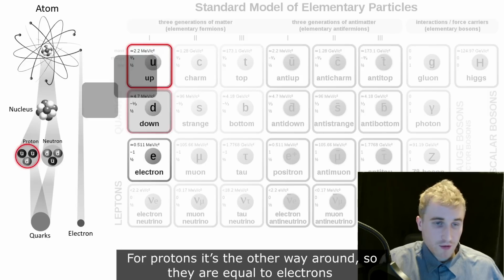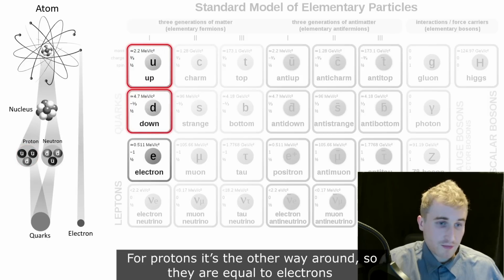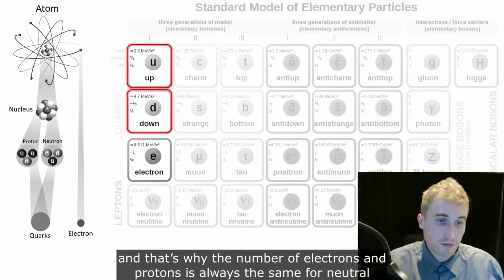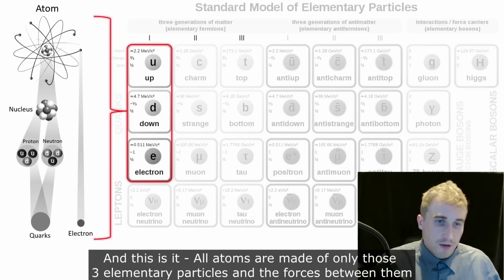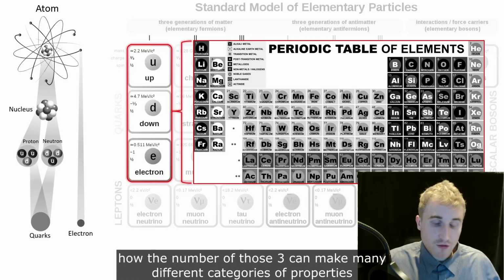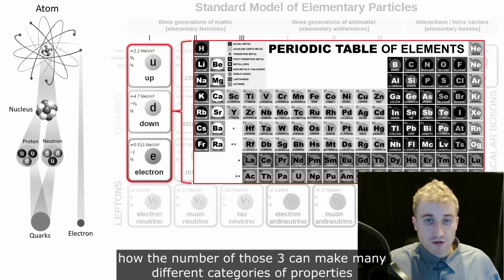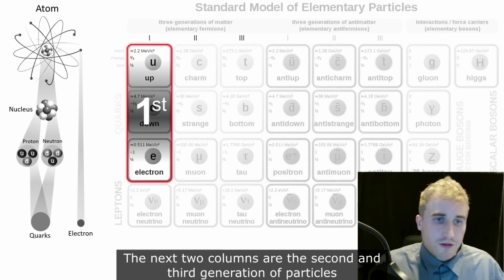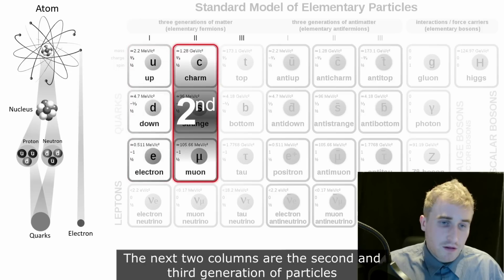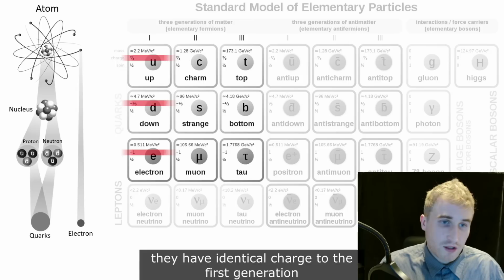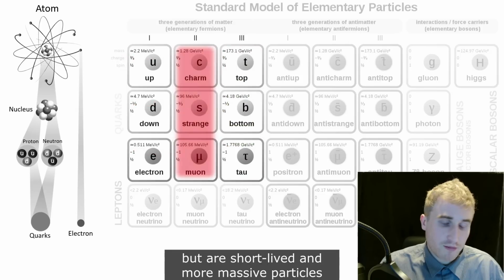For protons it's the other way around, so they are equal to the electrons, and that's why the number of electrons and protons is always the same for neutral atoms. And this is it, all atoms are made of only those 3 elementary particles and the forces between them. The entire periodic table is just a product of how the number of those 3 can make many different categories of properties, and they are what we call the first generation of particles. The next 2 columns are the second and the third generation of particles. They have identical charge to the first generation, but are short-lived and more massive particles.